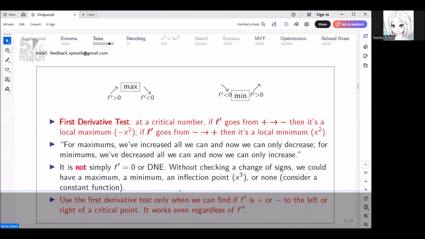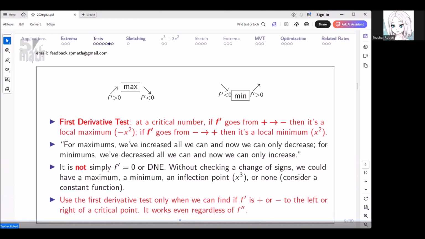It is not simply f prime equals 0 or does not exist. Without checking a change of signs, we could have a maximum, a minimum, an inflection point, x cubed, or none. Consider a constant function. Use the first derivative test only when we can find if f prime is positive or negative to the left or right of a critical point. It works regardless of f double prime.